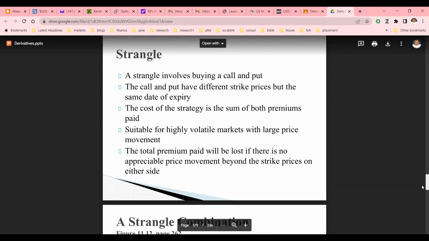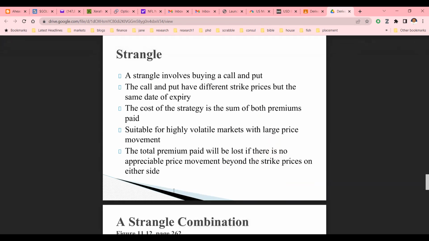A strangle is an extension of this. Remember, in a straddle, what did we do? We bought the same strike put and call, same strike price, right? So the put and the call were at the money. Meaning if Nifty is 16,700, I will buy a put and a call of 16,700 strike.